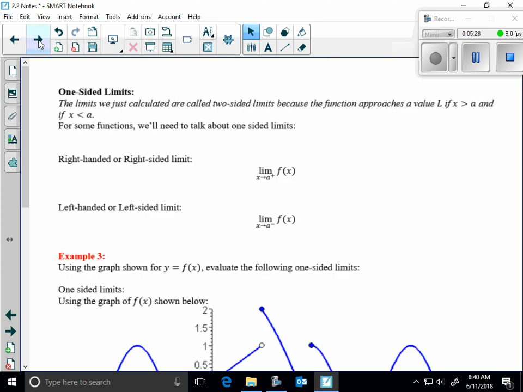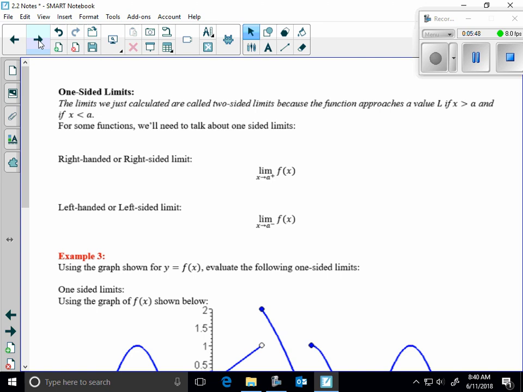Okay, so what comes with this idea, and we kind of visited it on the last example, is this idea of a one-sided limit. So the limits we just calculated are called two-sided limits. We evaluate at the x value that we're approaching, that a value. Now what we're going to do is approach from the left and the right.